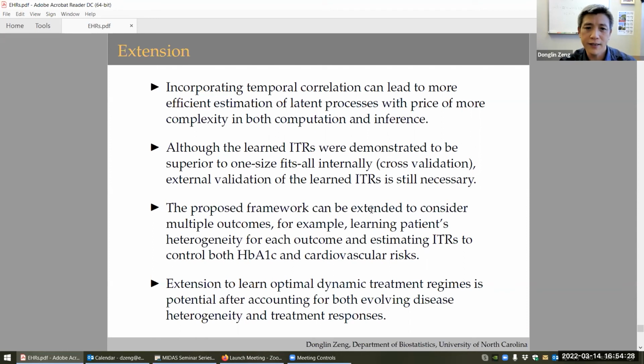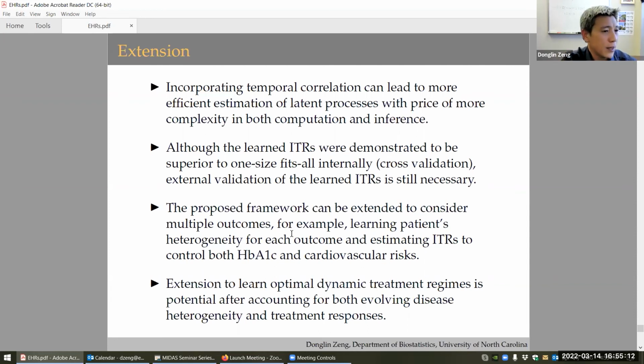Also, as I mentioned earlier, even though we find this ITR in the cross-validation version tends to be superior to one size fits all, we still need to worry about whether we can validate it using external data. And the last thing is, can we look into multiple outcomes instead of one single outcome? For example, in a currently ongoing project, we're looking at this kind of benefit-risk trade-off. We want to control A1C level, but with a lot of drugs, if you control HbA1c level, you're going to increase cardiovascular risk, like hypoglycemia. That's a very big problem in treating type 2 diabetic patients.